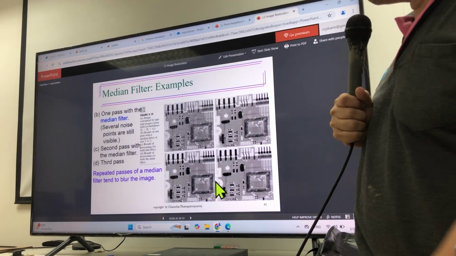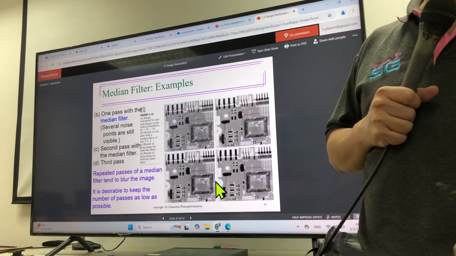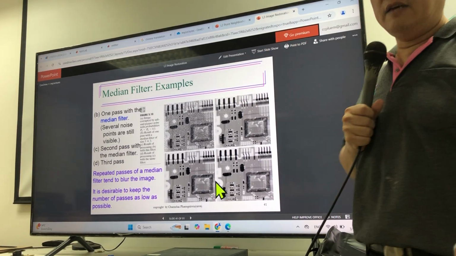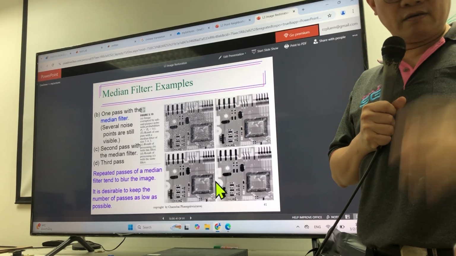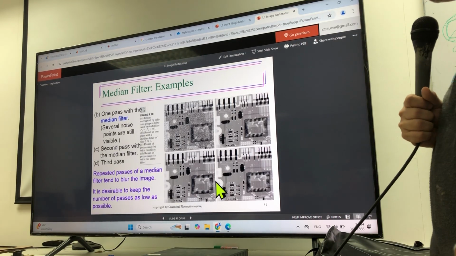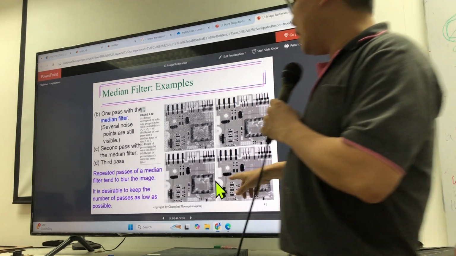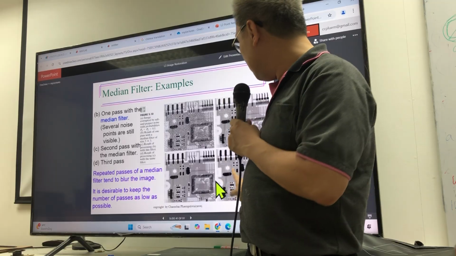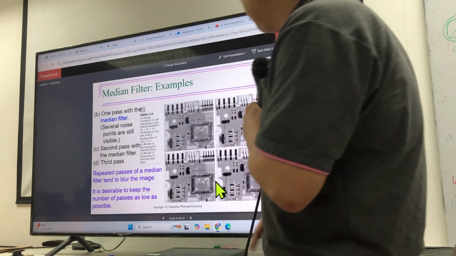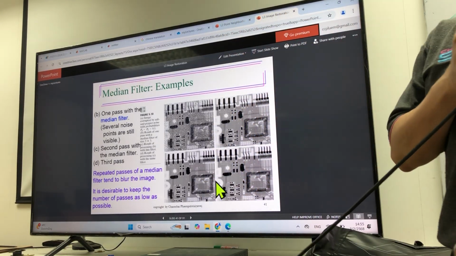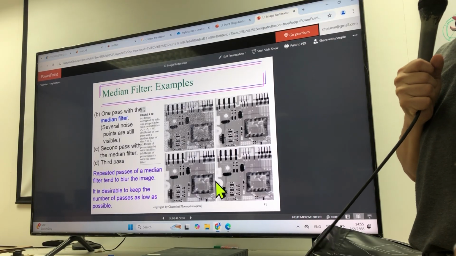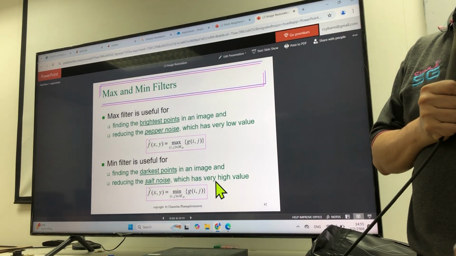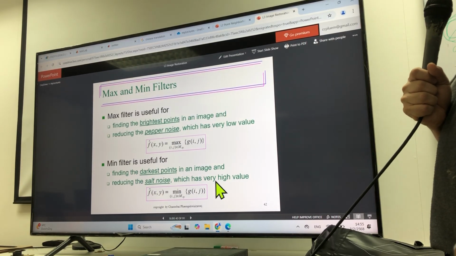แต่นี่เขาบอกว่า tend to blur the image นะครับ แต่ความจริงมันไม่นะ เพราะถ้า if you use the same window it won't blur, if you use a different window it can blur. But anyway, แต่อันนี้เขาบอกว่า you need to keep the number of passes as low as possible. อันนี้มันเบลอผมว่ามันก็ไม่ได้เบลอนะ เพราะฉะนั้น apply median filter usually you apply only once or twice but not more.